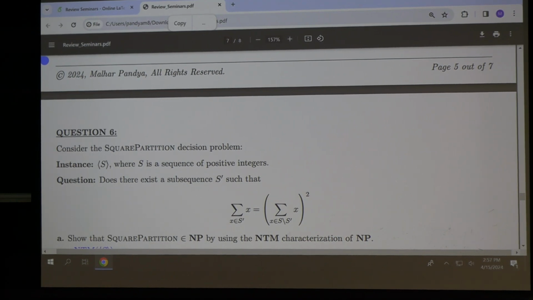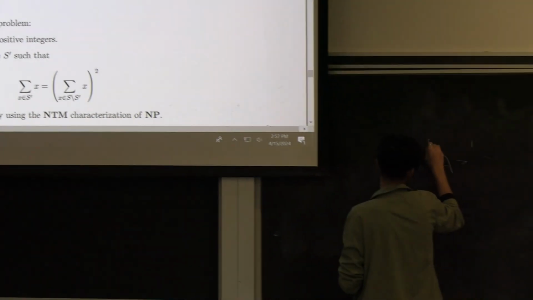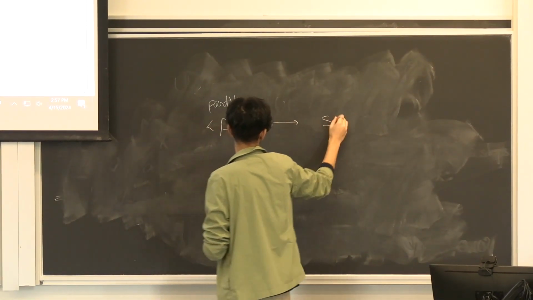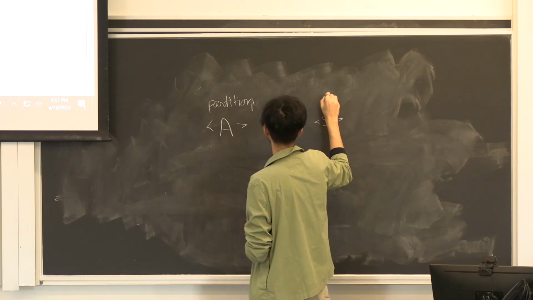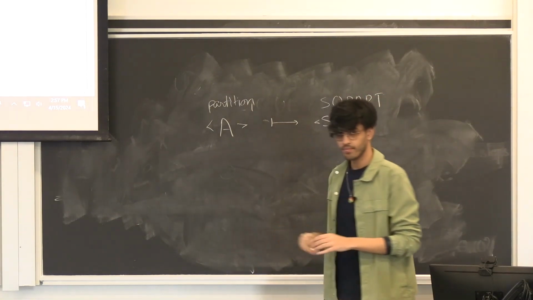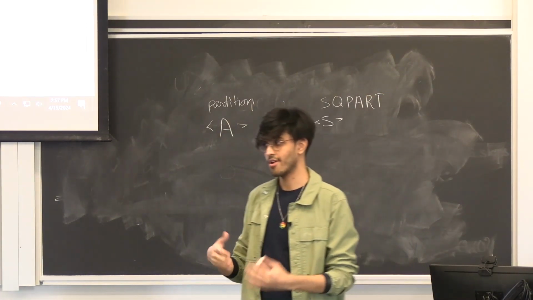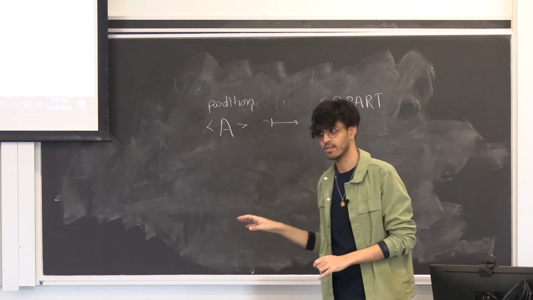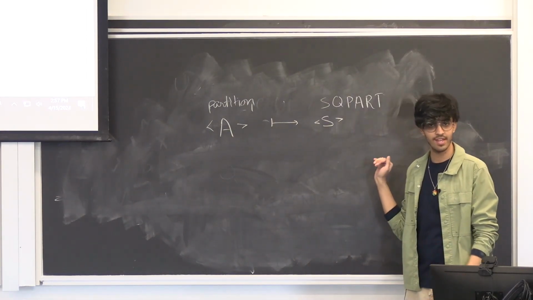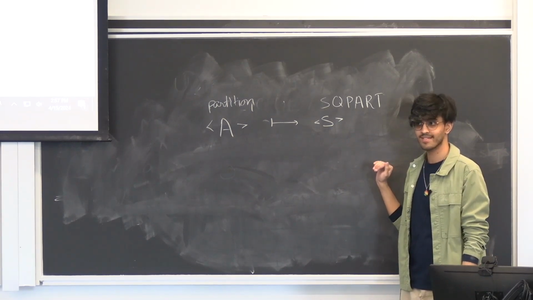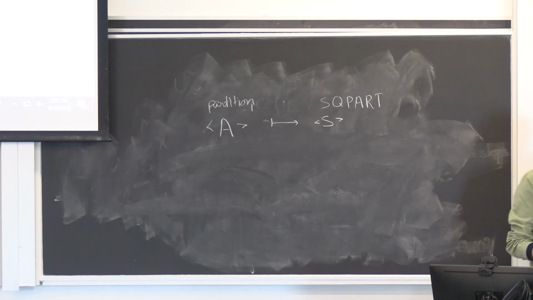We need to somehow take in an A, which is in partition, and create an S, which is in square partition. Remember I said it's not a good idea to remove or modify. It's always a good idea to add. So that's probably the hint you want. Okay, do you want to solve it here or take it home? I'll do a raise of hands. Take home. Solve it here. Great. So then figure it out.